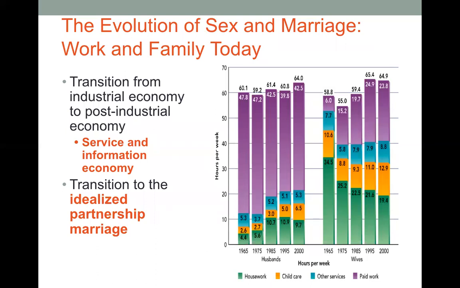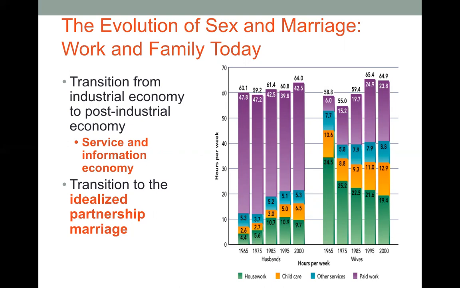But what do those marriages look like? Well, as we've transitioned from an industrial economy to a post-industrial economy, and your textbook describes this as a service and information economy, most of us aren't working with our hands in factories anymore. We're working either in the service industry or as information workers, which is a broad category of work. But especially for information workers, those types of jobs oftentimes require investment in education, higher education.